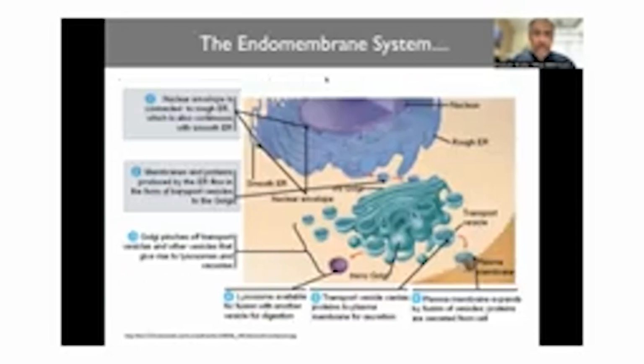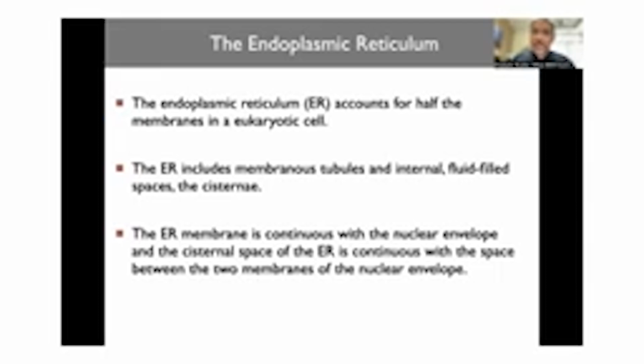The endomembrane system, as I said, begins from the nucleus, to the rough and the smooth ER, the Golgi, and then all the transport vesicles that deliver stuff to the plasma membrane and other sites inside the cell, right? The endoplasmic reticulum accounts for half the membranes in a eukaryotic cell. And this is an interesting point to remember that, when you see diagrams in textbooks, the endoplasmic reticulum is presented as a sheet around the nucleus. But remember, this is distributed throughout the cell.